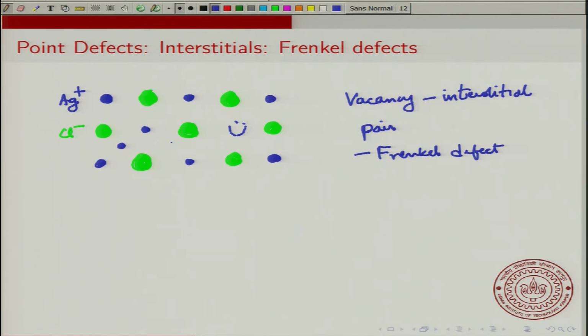You could also form Frenkel defects in pure metals, where you just form a vacancy interstitial pair. So, this can also be present in pure metals.